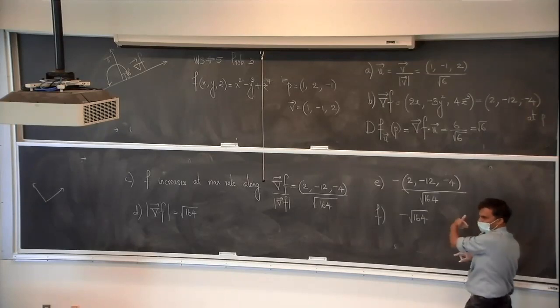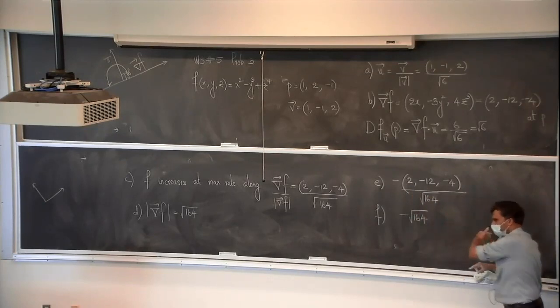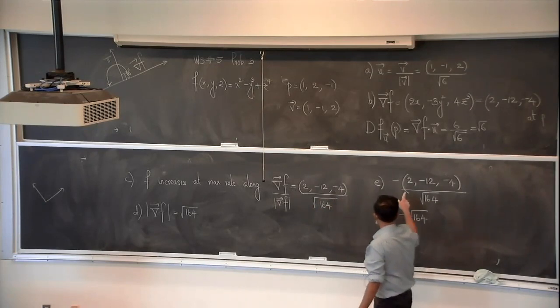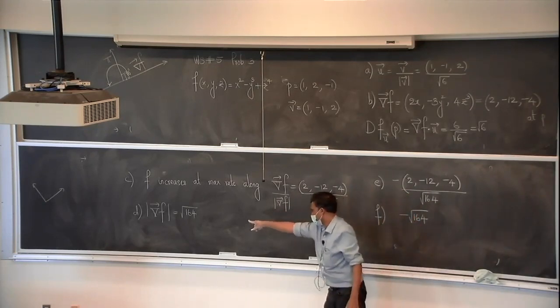I don't know what the main word for the opposite of growth would be, but fastest rate of decrease. Or this is the steepest ascent, steepest descent. Value of the steepest ascent, value of the steepest descent.